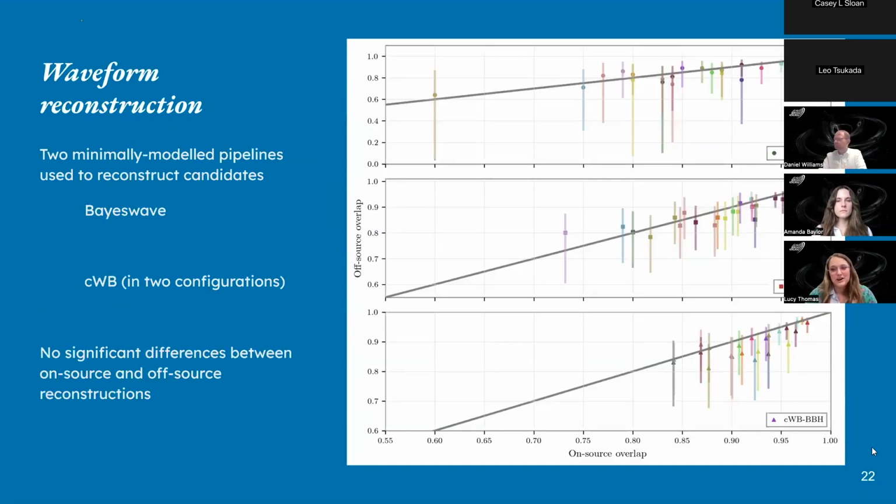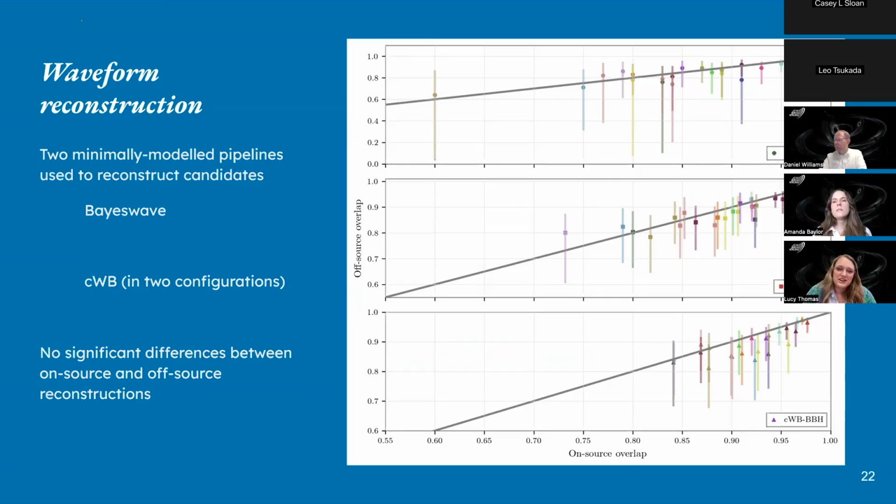And finally, to check that we're not incurring additional systematics by missing signal content in our compact binary coalescence waveform models, we also produce reconstructions with 2 minimally modeled pipelines used to reconstruct the candidates. So for these minimally modeled pipelines, we use BayesWave, and then we use CWB, coherent WaveBurst, in 2 different configurations, CWB-2G and CWB-BBH. And I should say that BayesWave and CWB-2G are designed for very generic transients, whereas CWB-BBH is optimized for binary black hole transients. And we compute the overlap between these off-source reconstructions and then the on-source actual signal.